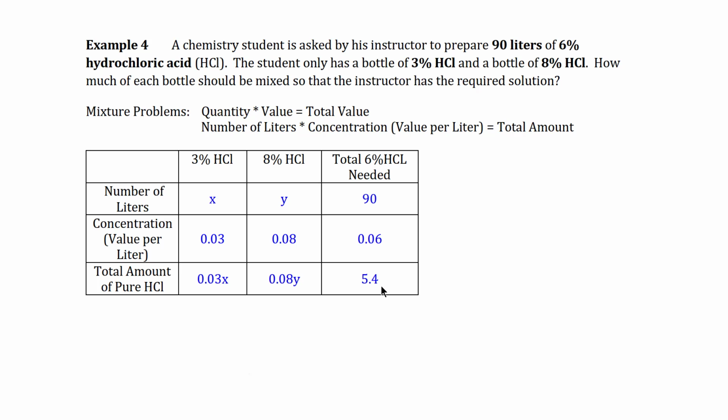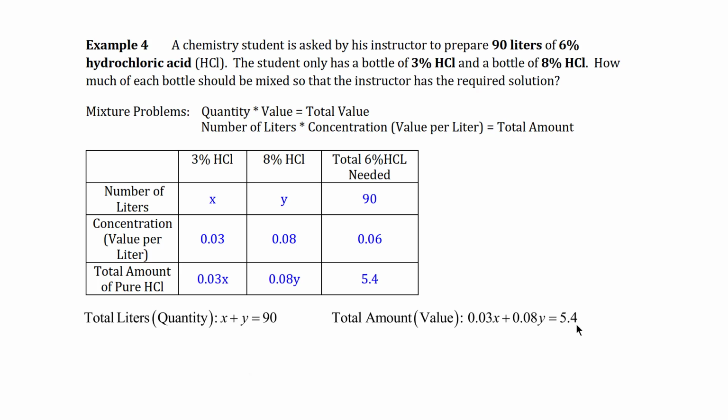Next, we get our first equation from the first row, which represents the total number of liters. So we have x plus y equals 90. We get our second equation from the last row, which represents the total amount. We have 0.03x plus 0.08y equals 5.4. From here, you could see we have two equations with two variables, so we could solve them using substitution or elimination. In this case, I'm going to use elimination because both of our equations are written in standard form.